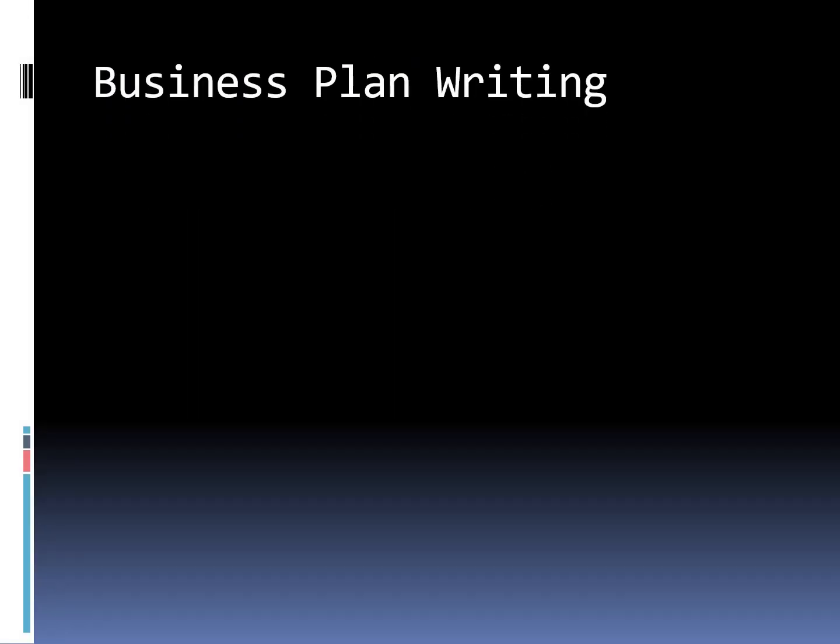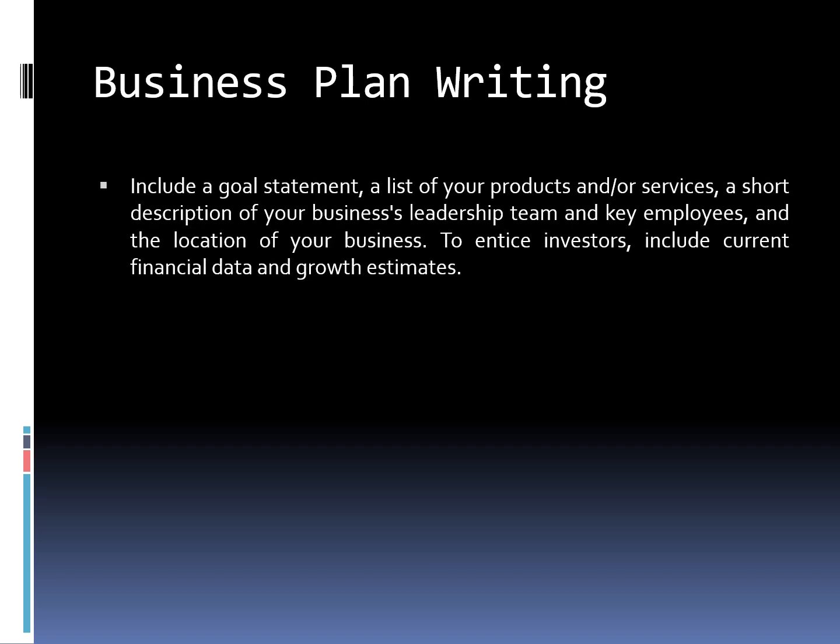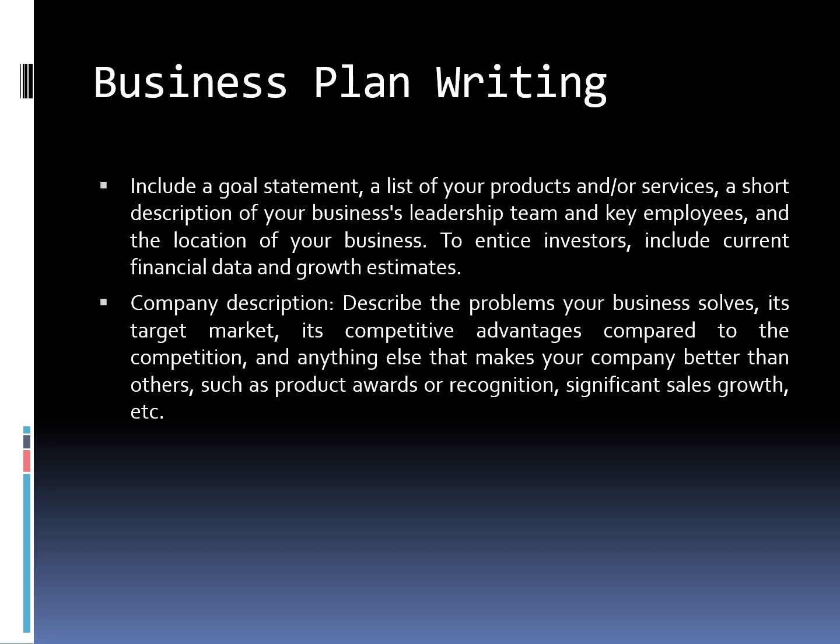Business plan writing. Writing a business strategy may be difficult, but if you approach it methodically, you will be successful. The Small Business Administration recommends the following components for business plans. Include a goal statement, a list of your products and/or services, a short description of your business's leadership team and key employees, and the location of your business. To entice investors, include current financial data and growth estimates. Company description. Describe the problems your business solves, its target market, its competitive advantages compared to the competition, and anything else that makes your company better than others, such as product awards or recognition, significant sales growth, etc.